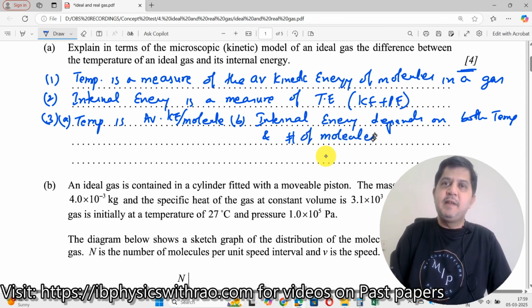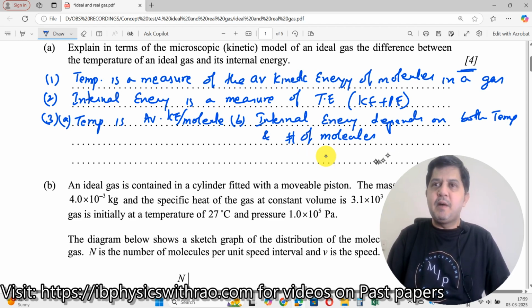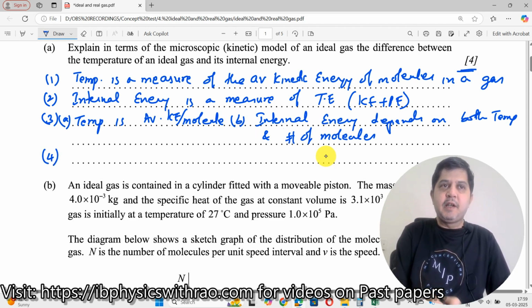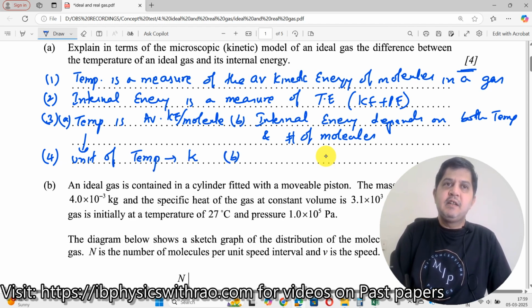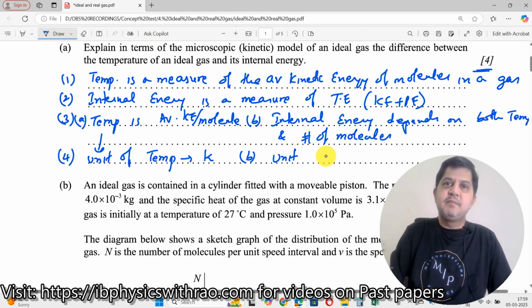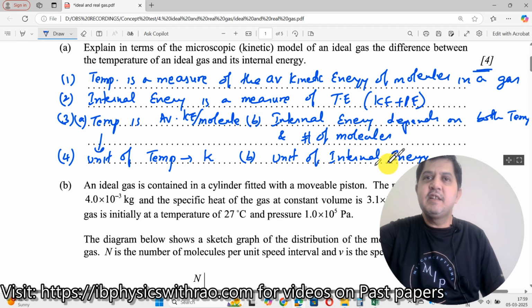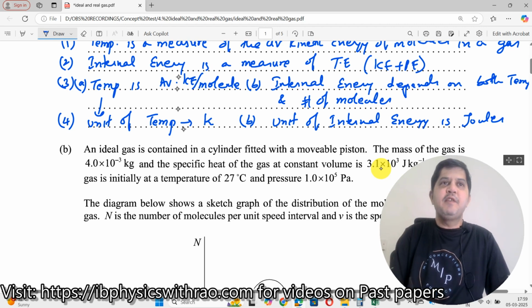What does it tell you? It tells me that whenever the temperature is larger, internal energy also increases. When the number of molecules in the gas increases, even then the internal energy increases. That's what it tells you. And the fourth point, you can say the unit of temperature is Kelvin, while the unit of internal energy, what is it? It is joules. Okay, we have put 4 points.